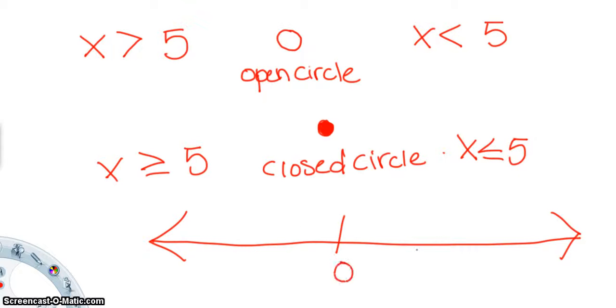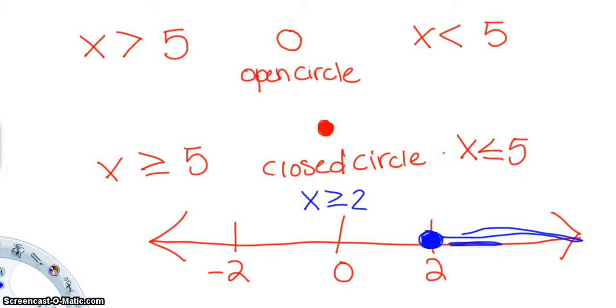I'm just going to put in a couple numbers here. I'm going to go with 2. We're going to go with negative 2. If I have x is greater than or equal to 2, I'm going to have a closed circle at 2. Make sure I color it in so I know it's closed. And then we're going to go greater than or equal to 2. Is 0 greater than or equal to 2? No, so I know it's going to go in this direction. I make my line darker, and I color in my arrowhead.